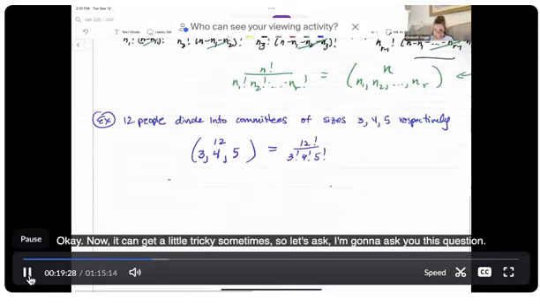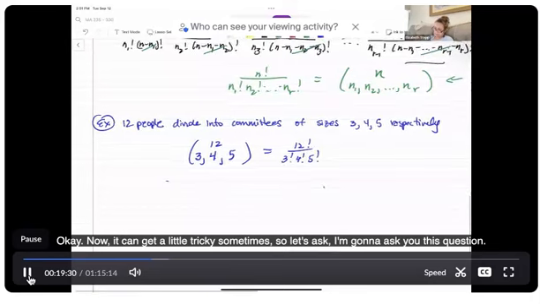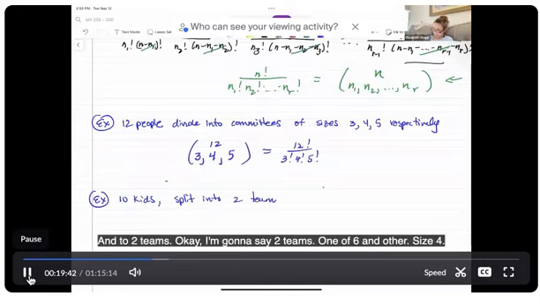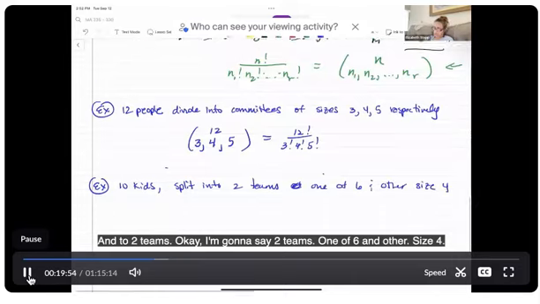Now, it can get a little tricky sometimes, so I'm going to ask you this question. Let's say we have 10 kids and we want to split them into 2 teams, one of size 6 and the other size 4. What's your answer?